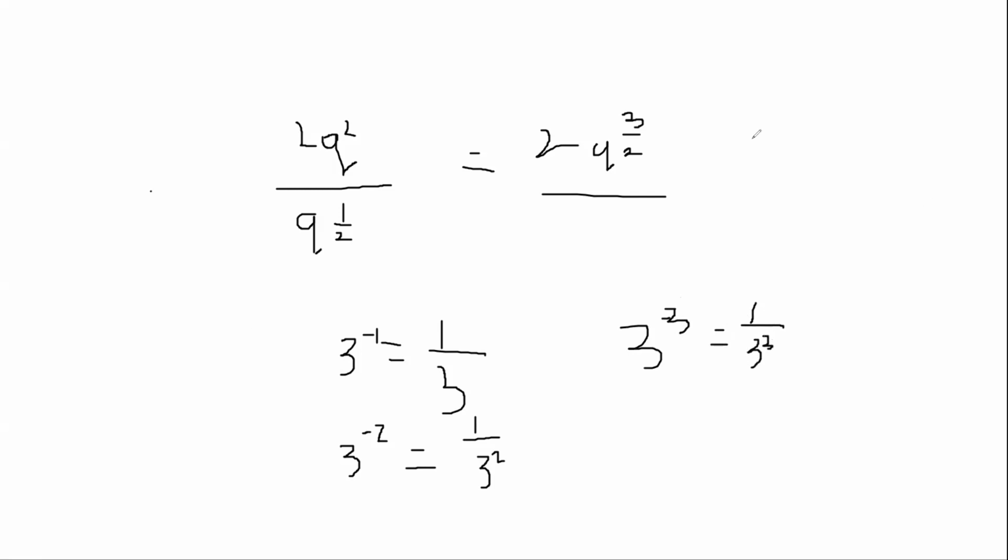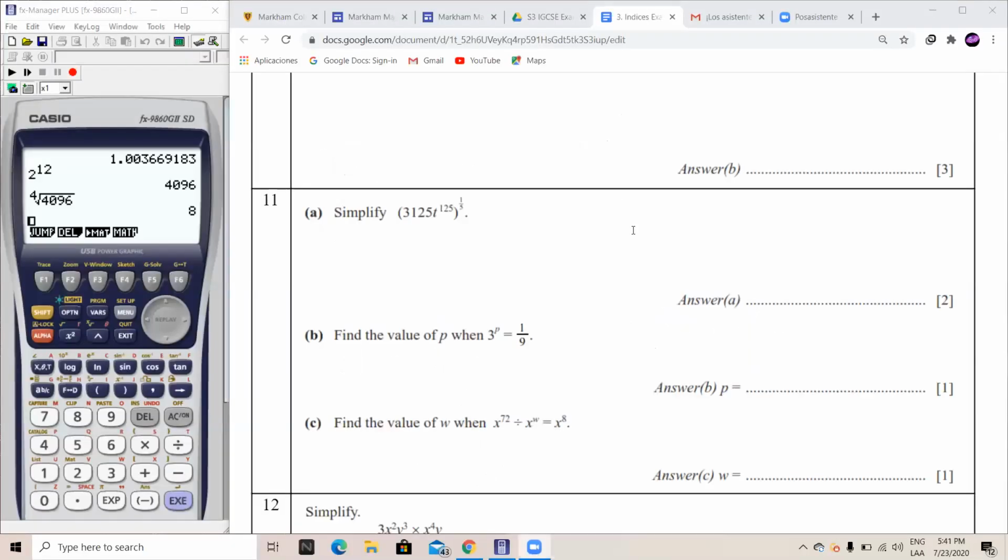But here they're asking us what's the value of p when it equals 1 over 9. So we could clearly say that 3 to the power of negative 2 would equal 1 over 9, as it is 1 over 3 squared, and 3 squared simplifies to 9.